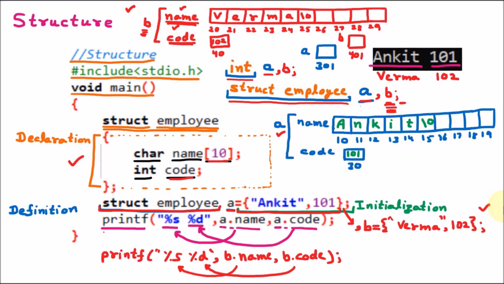So this is how we can create multiple variables of the structure. In the structure we have the first part, that is declaration, meaning declaring the structure. Then is the definition. Definition means defining the variable of the structure. You can create one variable or more variables depending upon your requirement. Every variable can have the same types of structure members. Just like a has its own name and code, similarly b has its name and code. So they are separate. Separately they will be initialized, just like Ankit and 101 and Verma and 102. Then afterwards separately they can be accessed. So that is all about the structure.